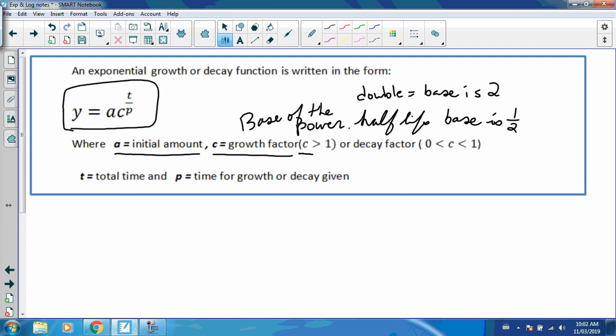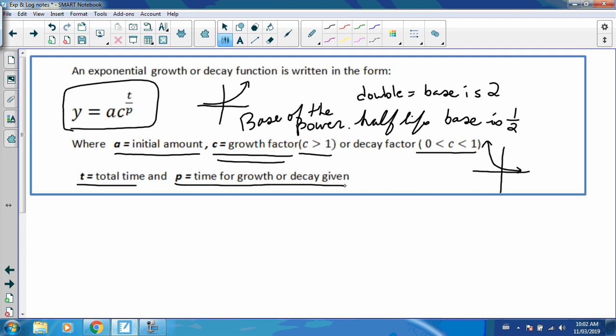Okay. If the base is greater than 1, it's going to be a growth function. We're going to see that shape that we saw where it is an exponential growth. But if the base is between 0 and 1, in other words, if it's a fraction or a decimal between 0 and 1, it's going to be the opposite shape. It's going to be that exponential decay. T is the total time, and P is the time required for growth or decay. So in our decay example, the value of P was 25 years. And for growth, I think 30 minutes was the amount of time for it to double. So you're looking for that in your question to be able to answer it.